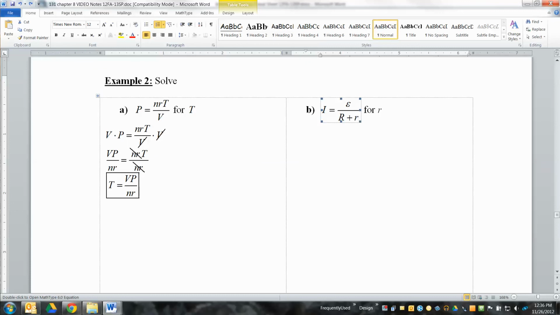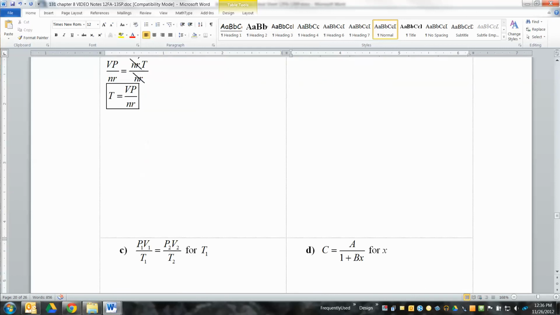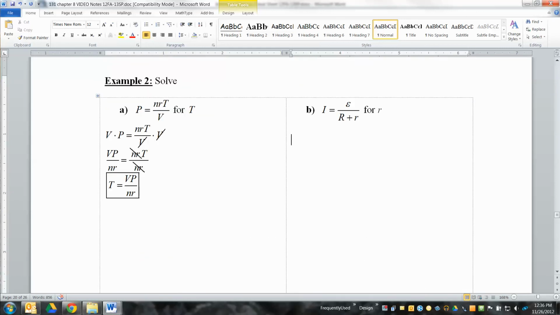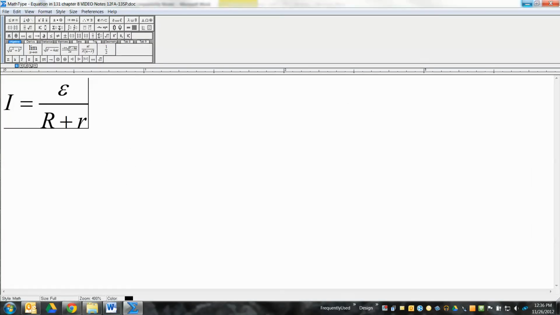All right, now let's do it again for this one. By the way, these are real formulas. I didn't get these out of the sky. They're real formulas for real problems. Just, you don't necessarily know what they are, right? Okay, so let's see here. So I have I equals capital E, or that's really an epsilon, actually, it's a Greek letter, over R plus little r.